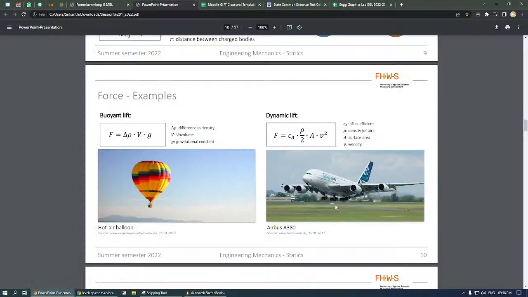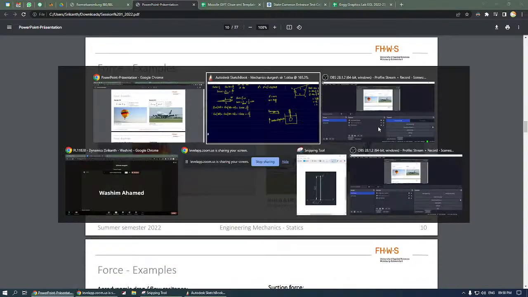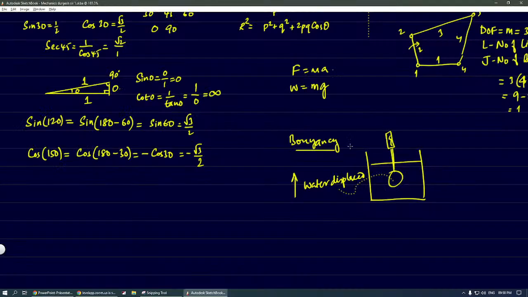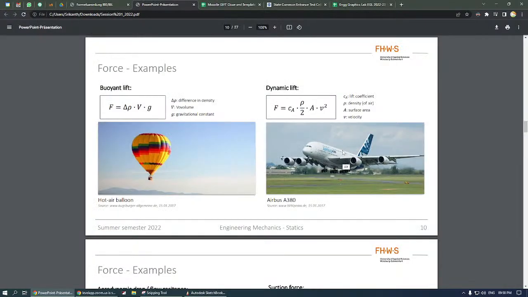In fact, this is how Archimedes had found the problem with the crown. Remember the story? There was a scientist, Archimedes. So this is called Archimedes' principle. Buoyancy is called Archimedes' principle.